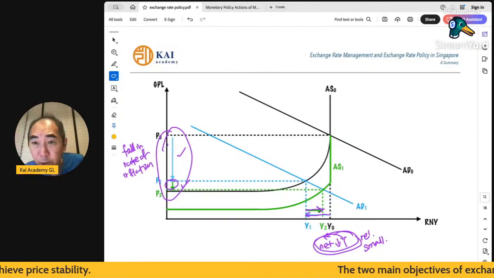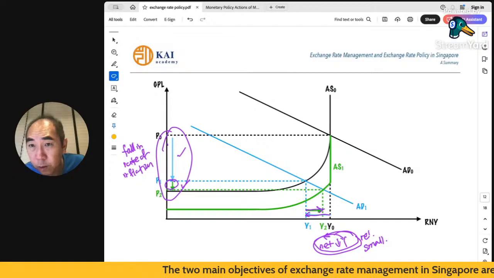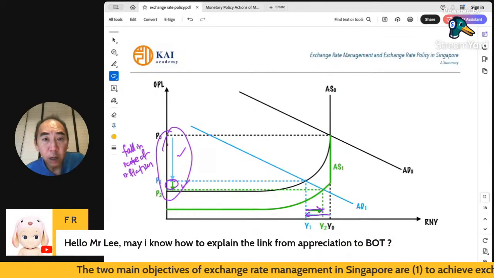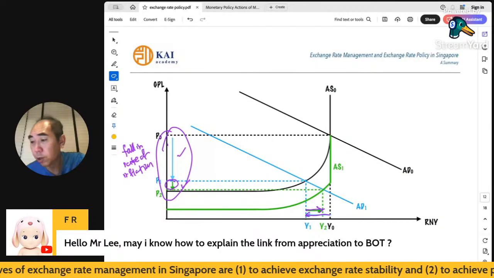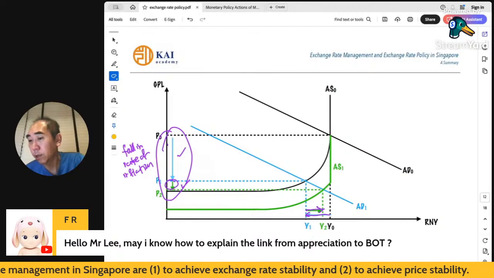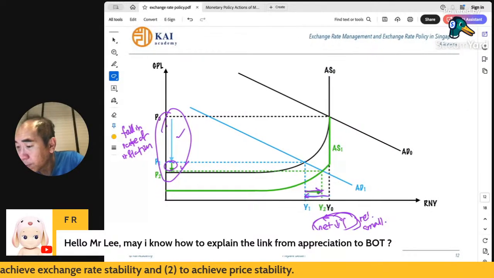Okay, so we have a question. Give me a moment. How to explain the link from appreciation to BOT? Okay, give me a moment. Let's see if I can find some space for this.